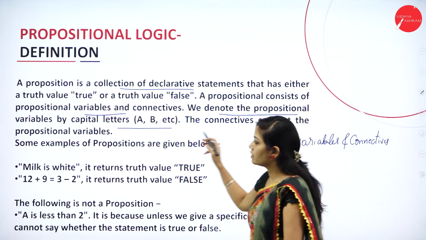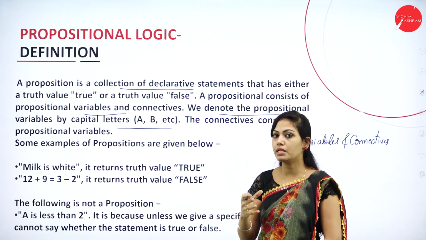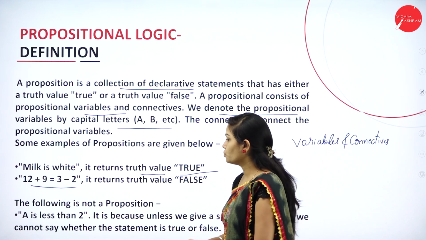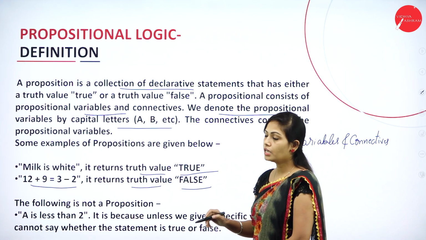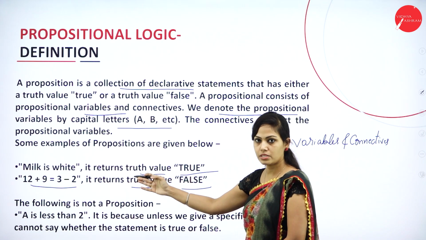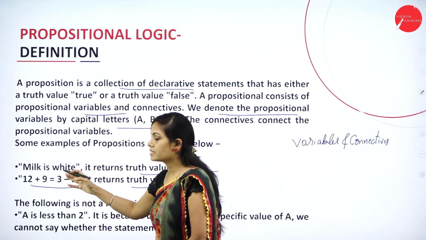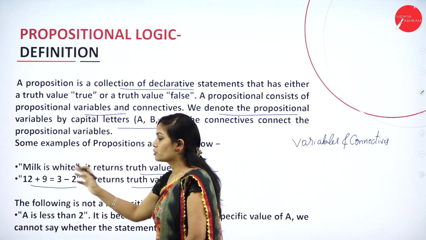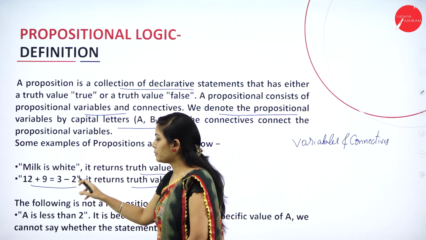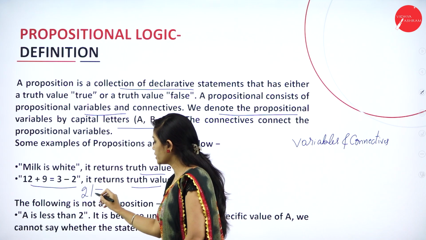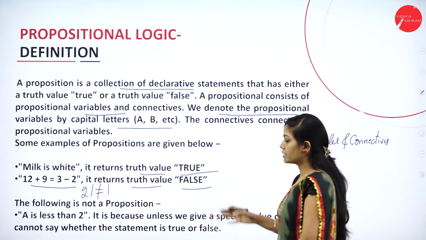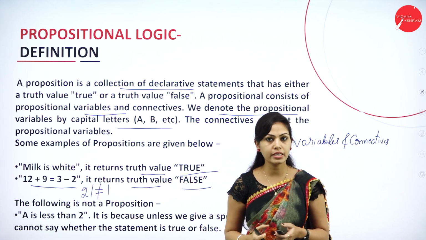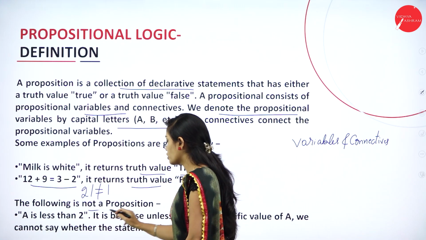The connectives connect the propositional variables. So all the variables are connected by these connectives. Here we have two statements. Milk is white, so it is a true statement. And 12 plus 9 is equal to 3 minus 2. Is it equal? 12 plus 9 is 21 and 3 minus 2 is 1. So 21 is not equal to 1, right? So it is a false statement. So proposition means it's a statement, whether it is a true condition or a false condition. Clear?